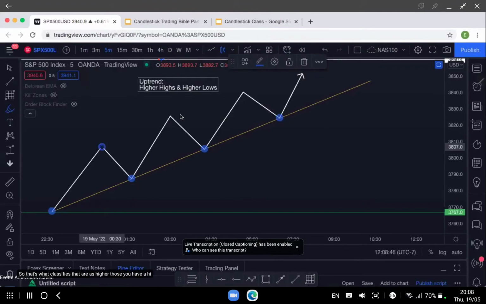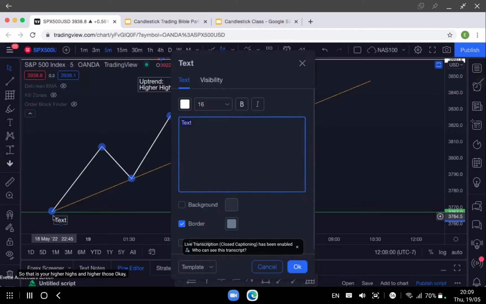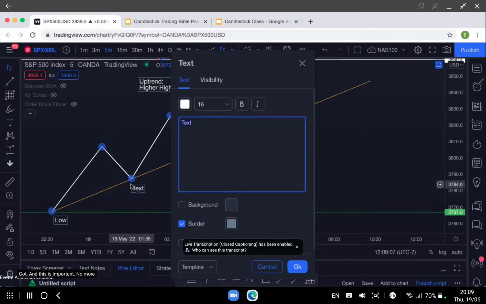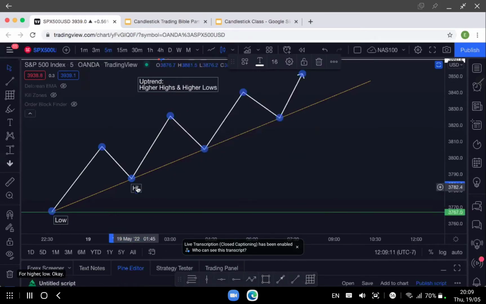We have a high, and we have another high, and it's higher than the previous high. Another high, higher than the previous, and another high, higher than the previous. So that is your higher highs and higher lows. Okay. Good. And this is important. I'm gonna get into that, trust me. HL for higher low, okay?